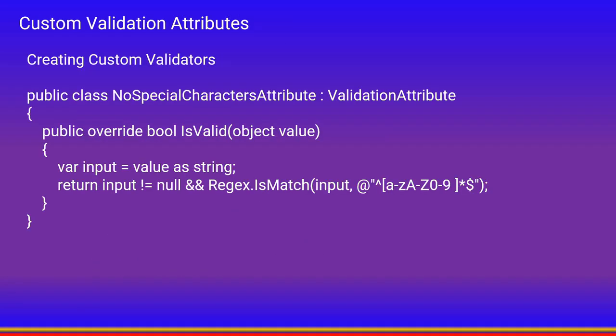Sometimes you need more control than what built-in annotations offer. In those cases, you can create custom validation attributes by extending the ValidationAttribute class. Here, we have built a simple NoSpecialCharacters attribute that ensures only letters, numbers, and spaces are allowed. This approach allows full flexibility while keeping logic reusable.